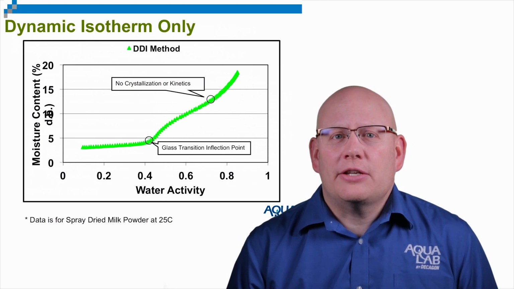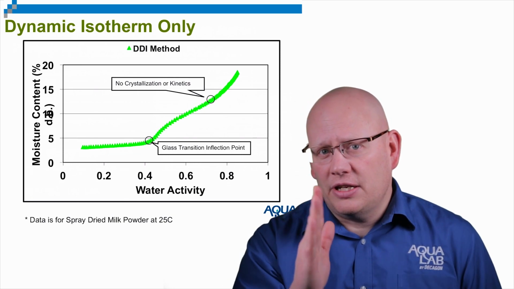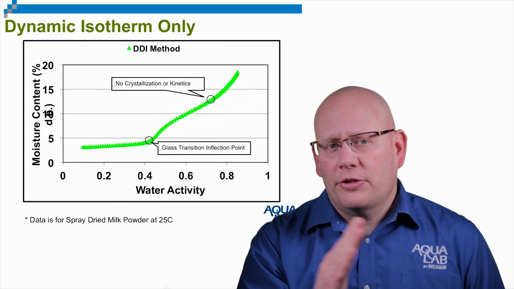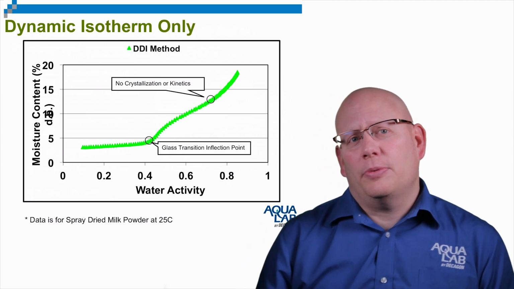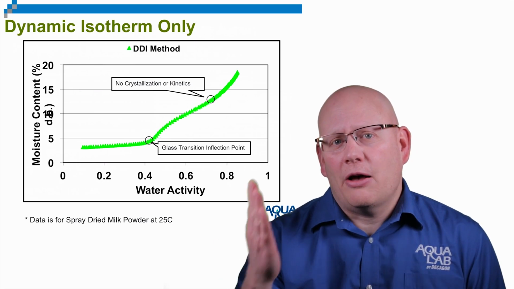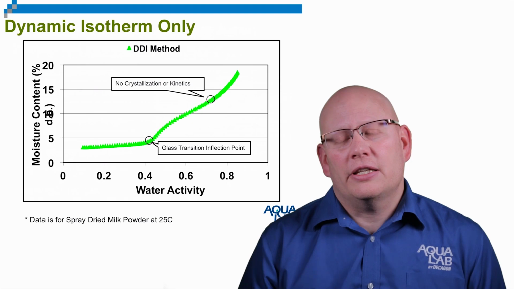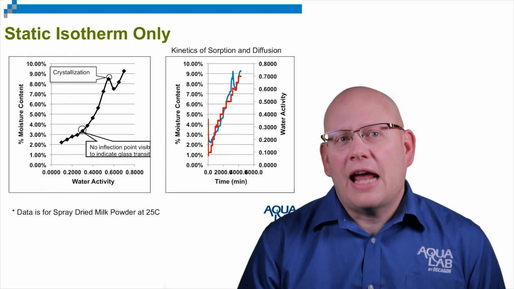Now, why would you want to have both instruments? Well, if you have dynamic isotherms, you can find the glass transition or that inflection point that's an indication of stability, where things are changing and you maintain conditions below that, you'll maintain stability. But it doesn't provide any kind of information about how fast things are happening because we're not holding to equilibrium or doing things statically. And so for that, you need a static isotherm.